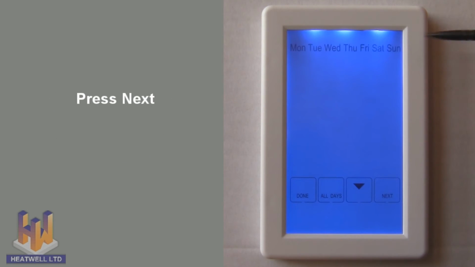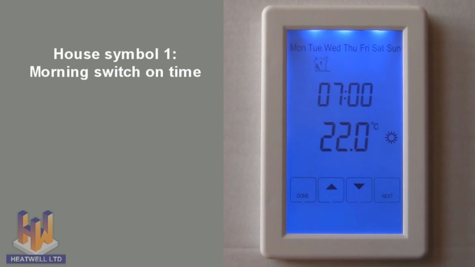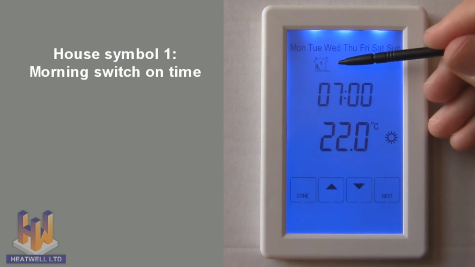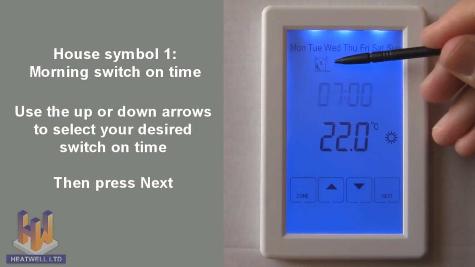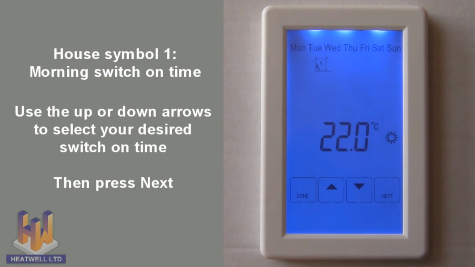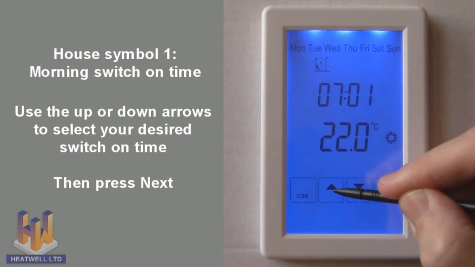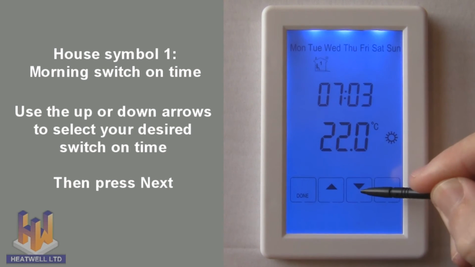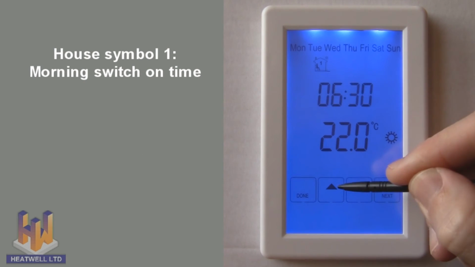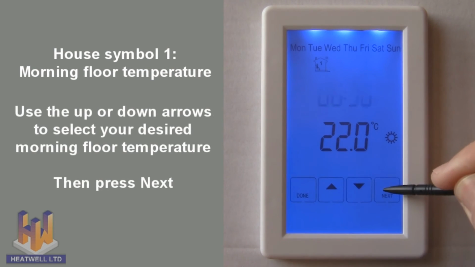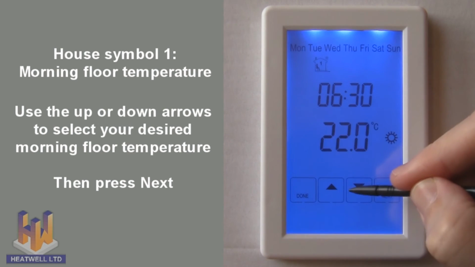Then press Next. The house symbol with a number 1 and a person inside will show at the top of the display. This is your floor's morning switch on time. Use the up or down arrow to select what time you would like your floors to warm up. In this case, we will choose 6:30 in the morning. Then press Next to move on to your desired floor temperature. In this case, we will choose 23 degrees.